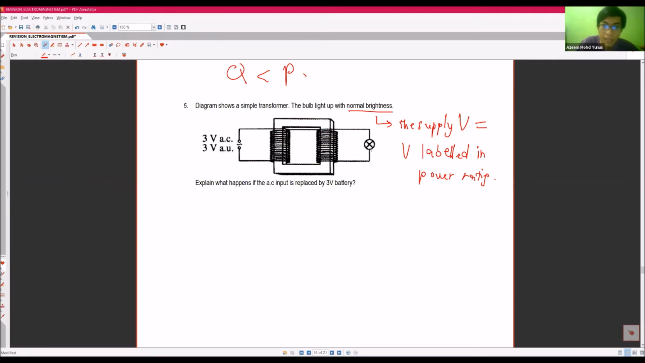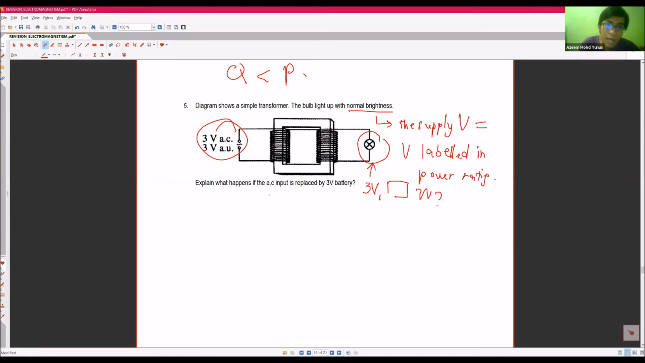But in this case, since the bulb is lit up with normal brightness, and we see that the number of turns of both primary and secondary coil are the same, because the primary coil over here is connected to the power supply and the secondary coil is connected to the load, which is the bulb, they both have the same number of turns. That means this power rating over here is also 3 volts, but we don't know the power, but we know the voltage requirement.